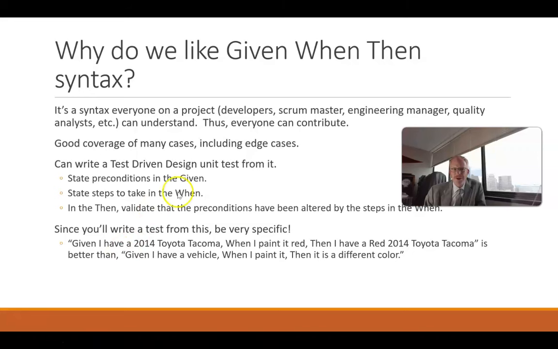So what we'll do is state the preconditions in the given, state the steps to take in the when, and then in the then validate that the preconditions have been altered by the steps that we took in the when. And we want these to be very specific because, as I mentioned, we want to write a unit test from them, and a unit test needs to be very specific.